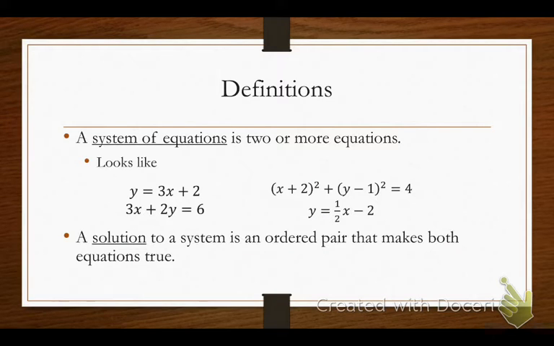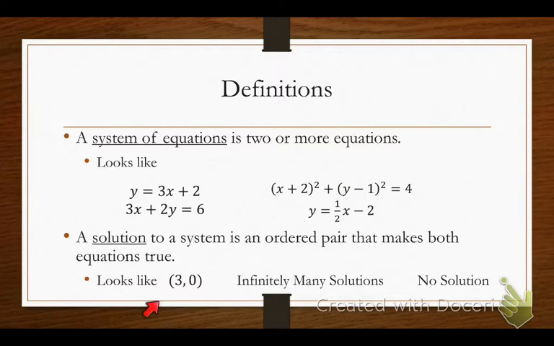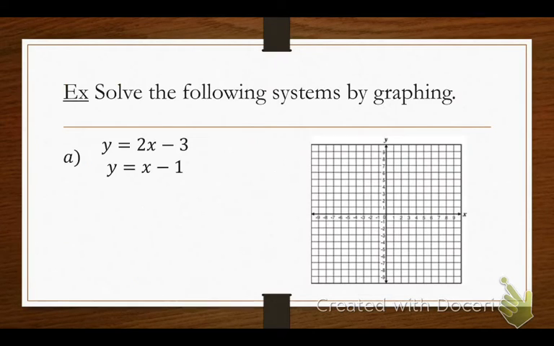A solution to a system is any ordered pair that makes both equations true. Could be one ordered pair, could be two ordered pairs, could be three, depending on what the shape is looking like. But either way, some of our options will be just an ordered pair. We could say infinitely many solutions if we get that. No solution if nothing works. All right, so let's look at the following system by graphing.